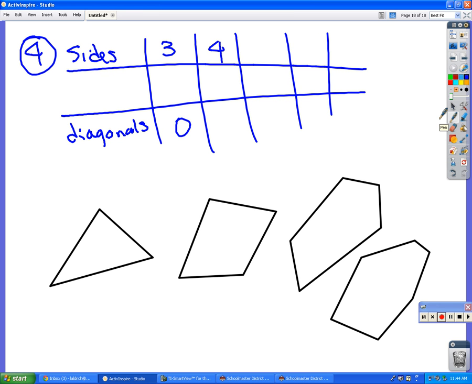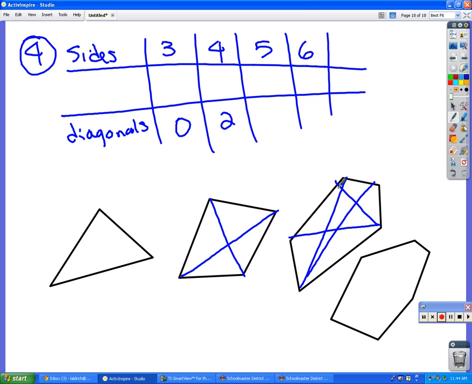So if I have 3 sides, then I don't have any diagonals because all of the vertices are consecutive, so there's none that I can draw. This one I can draw in 2 diagonals. And then 5 sides, I would get 1, 2, 3, 4, 5 diagonals. Is that right? Yes? Okay. And then 6 sides. Can anybody make a guess?